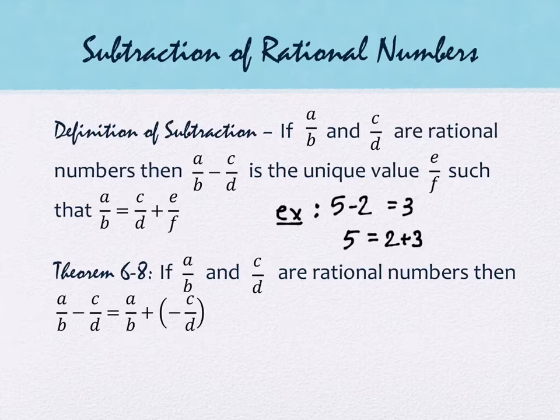Theorem 6.8 talks about subtraction being equivalent to adding negatives. If a over b and c over d are rational numbers, then a over b minus c over d is simply a over b plus negative c over d. I remember being in 7th grade and our teacher saying there's no such thing as subtraction. She said it a lot. It's always adding a negative. What this is saying is that subtraction is the same as adding a negative.